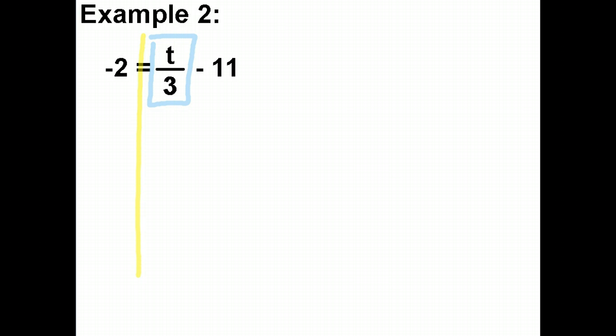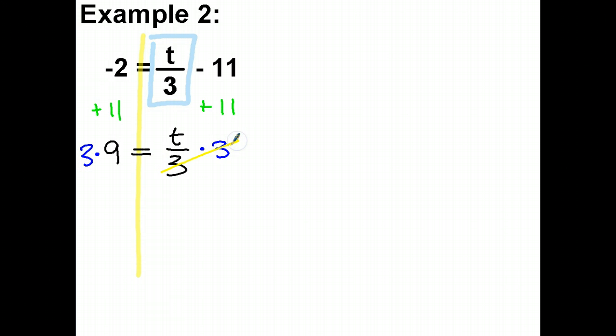And this time around, I'm going to add 11 to both sides. So negative 2 plus 11 would leave me with a total of 9. And we keep our t over 3 unchanged. Now that we have our variable term isolated, we want to get rid of that 3. We would do this by multiplying by 3 on both sides.